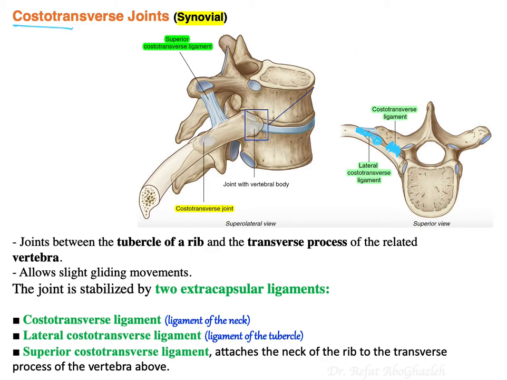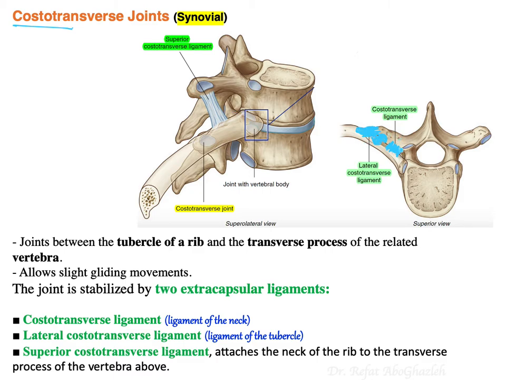Now, you remember we said that the tubercle of the rib has an articular part and a non-articular part laterally. The articular part has a facet that articulates with the facet of the transverse process, but the non-articular part of the tubercle connects by a ligament to the transverse process, right? To distinguish it from the costotransverse ligament, we call it the lateral costotransverse ligament.